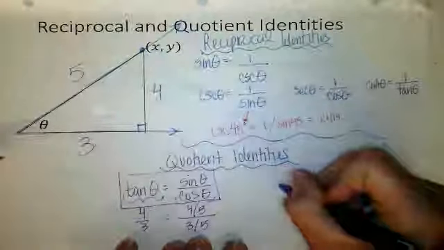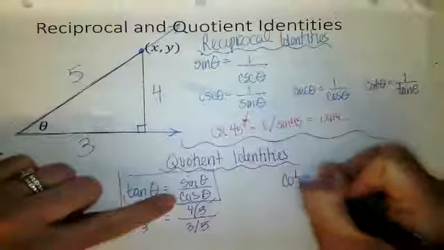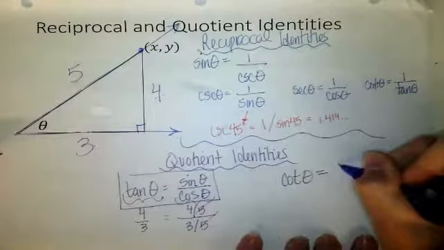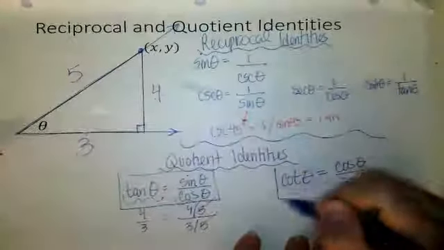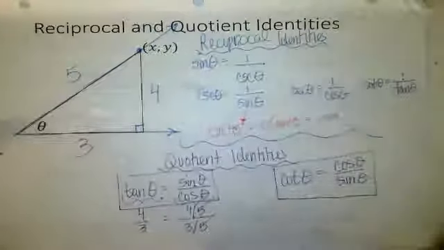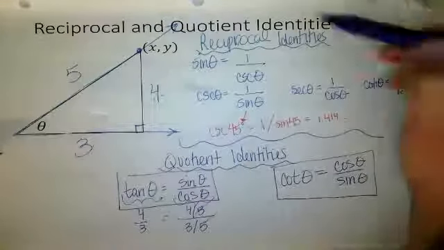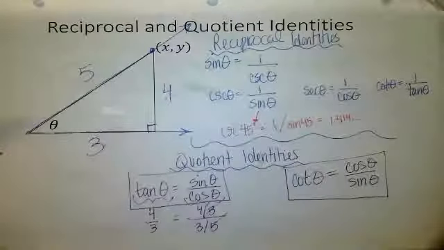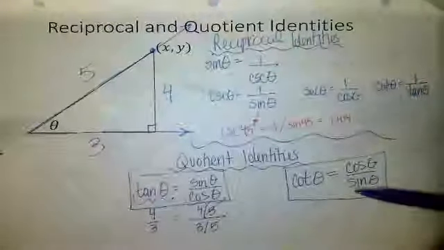So if tangent is sine over cosine, what's cotangent equivalent to? Cosine over sine. Very good. These are quotient identities that we are going to use all the time once we get to the identities unit. They're really, really useful, so it's important that you memorize them properly.